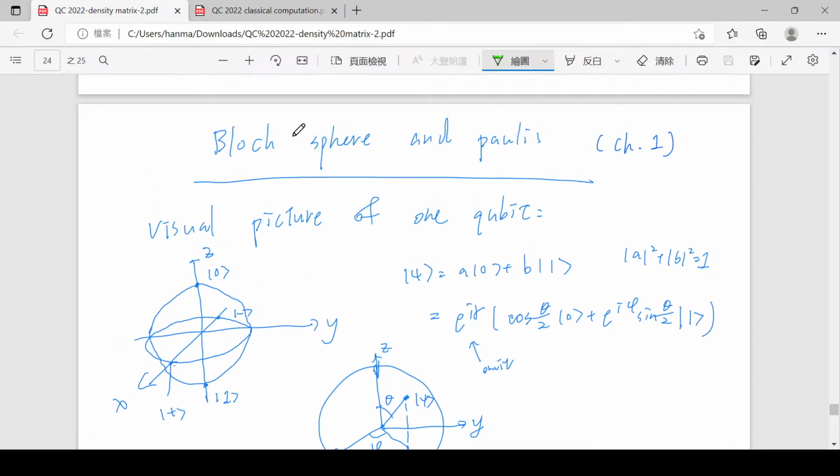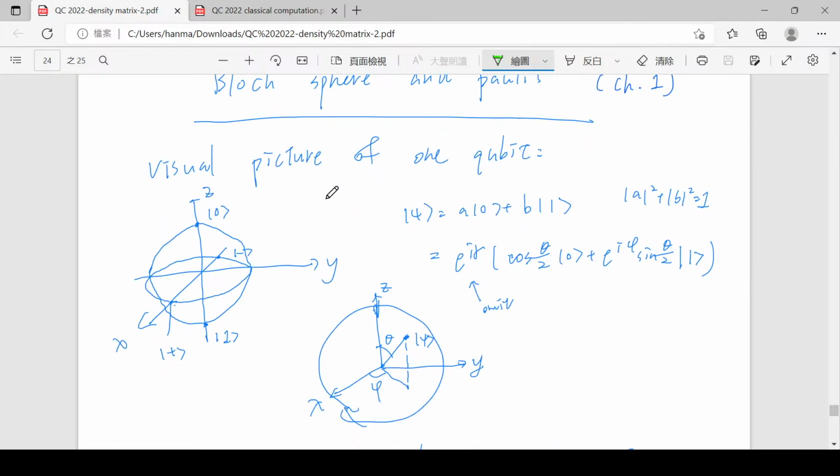Basically, you can describe a 1 qubit state as a point in a unit sphere. So let's just start from a derivation here. We have a state in 1 qubit, and obviously it can be written as A|0> plus B|1> for some coefficients A and B. The vector needs to be normalized, so |A| squared plus |B| squared should equal 1.